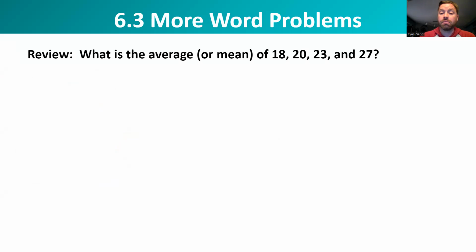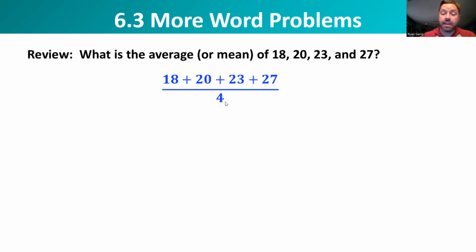Go ahead and pause the video. You should be able to answer that question. You learned that one in the past. So hopefully you paused it, you've tried that. What you do to find the average is you add up the numbers and divide by how many numbers you're adding together. In this case, we added four different numbers together, so we divide by 4. So the average is the answer to that problem. So 18 plus 20 plus 23 plus 27 is 88, divided by 4 is 22.